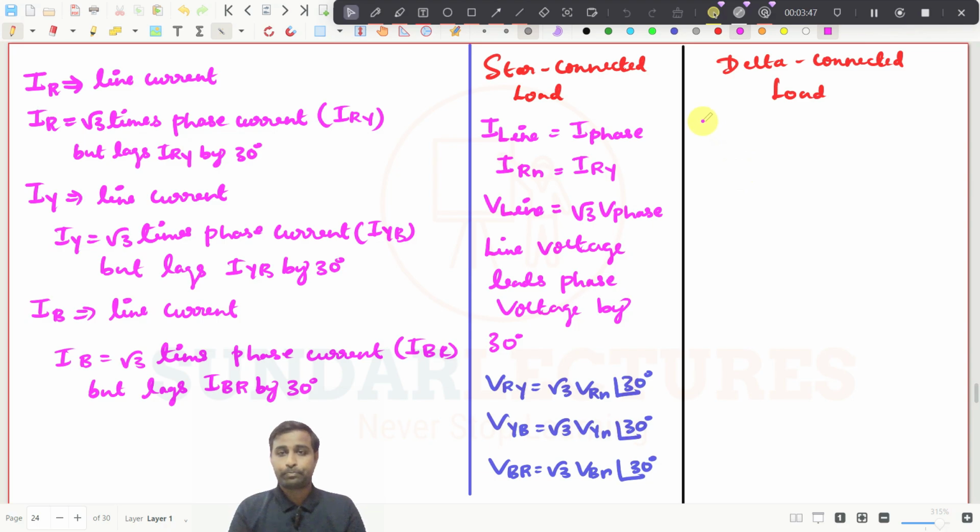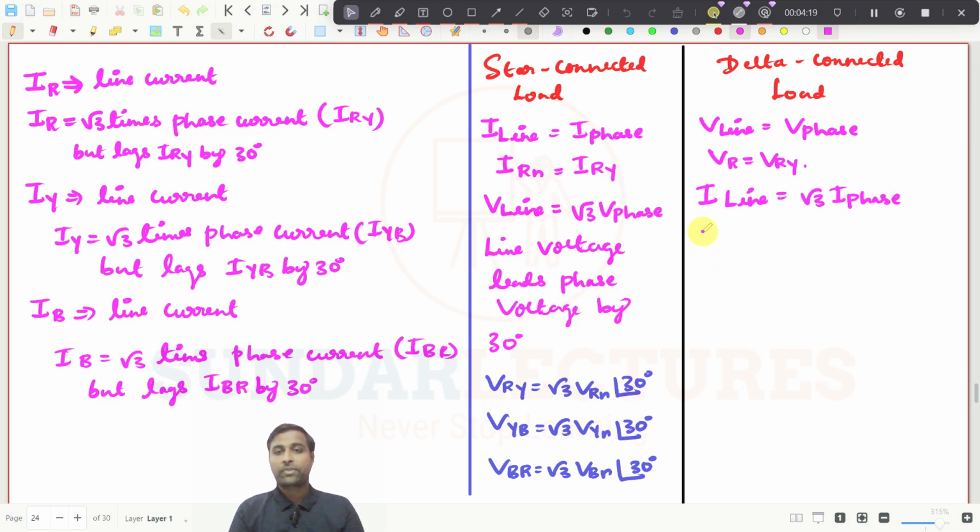And here V line is equal to V phase in a delta connected system, which means, as there is no neutral point here, VR is equal to VRY. That is one thing. And I line in general will be root 3 times I phase. But here the line current lags the phase current by 30 degrees. Try to understand very clearly, because it is very important.